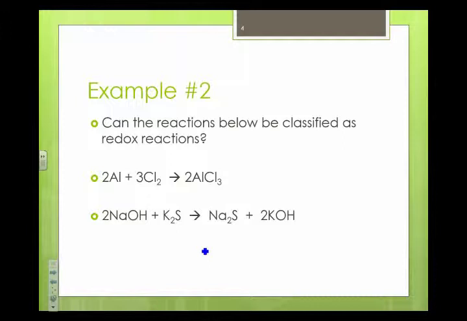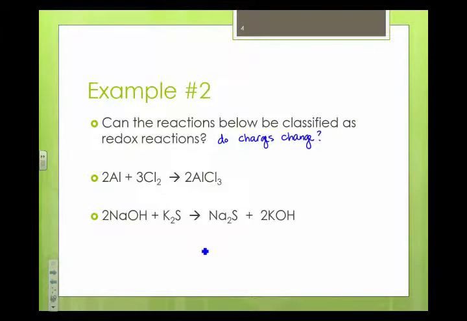Can these reactions that I've listed here be classified as redox reactions? Is there reduction and oxidation taking place? In order to answer that question, what we really want to know is, do charges change? Does the charge on a particular element in the reactants change between the reactants and the products? That's what we're looking for.